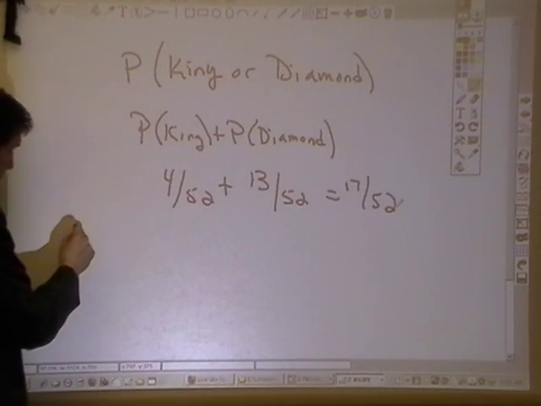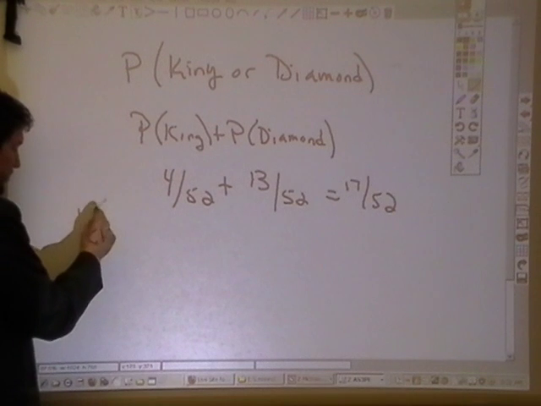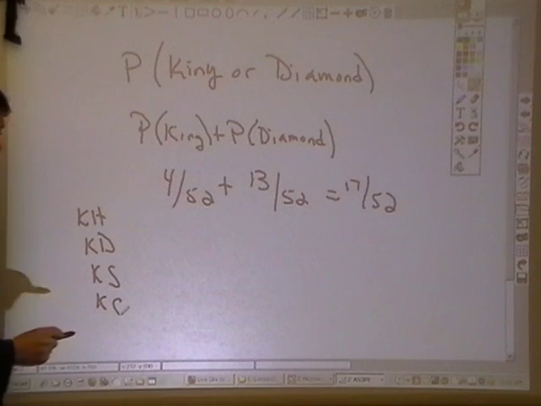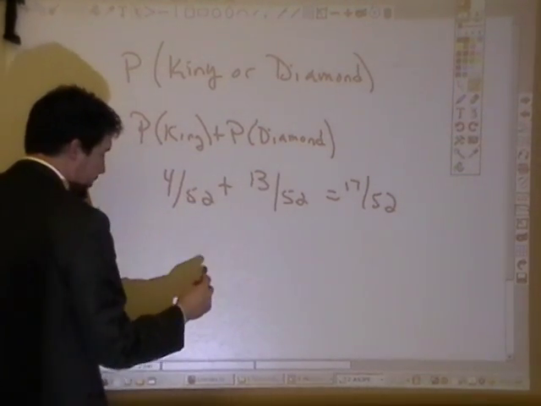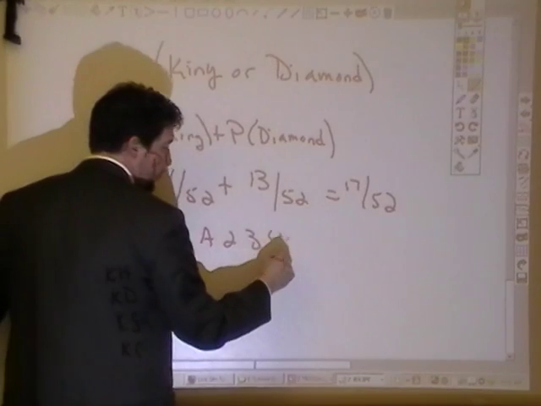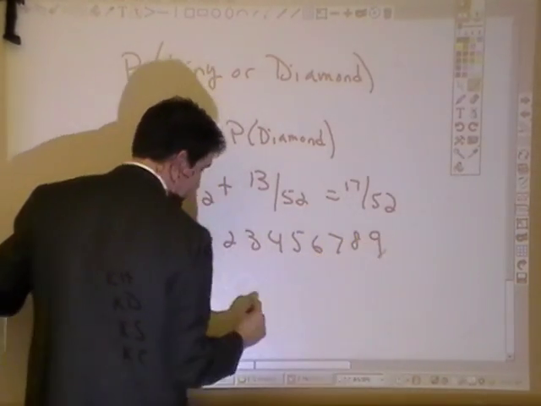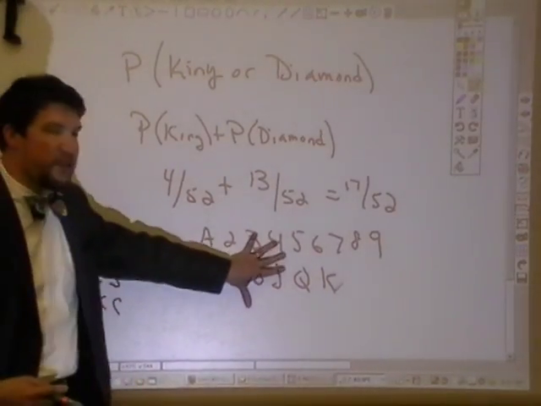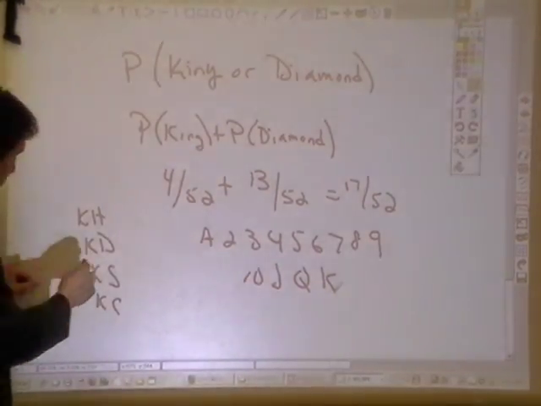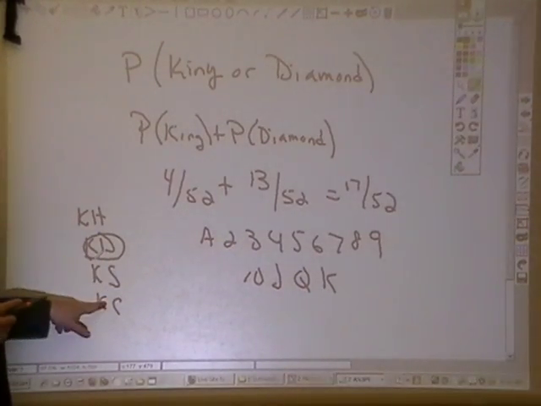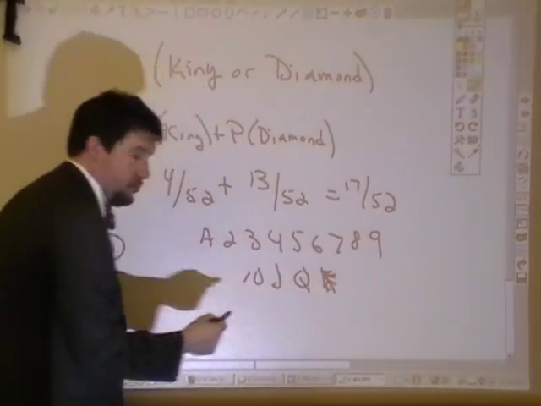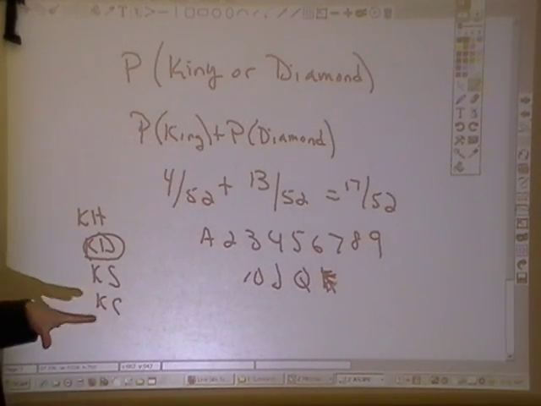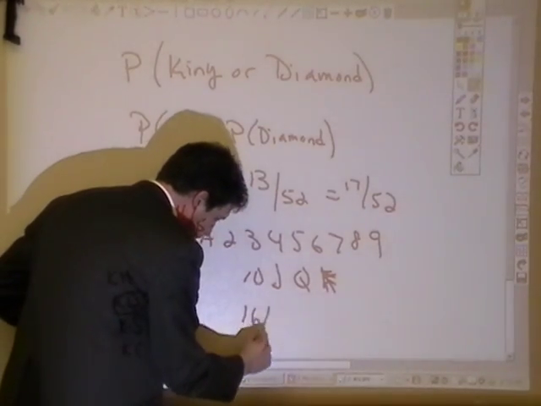But let's look at it. I've got the king of hearts, the king of diamonds, the king of spades, and the king of clubs. And if I talk about the diamonds themselves, I've got the ace, 2, 3, 4, 5, 6, 7, 8, 9, 10, jack, queen, and king. So I add these and I add these. But the problem is once I take this king of diamonds and count it here, I no longer have it here. So actually I don't have 17 out of 52. I have 16 out of 52.